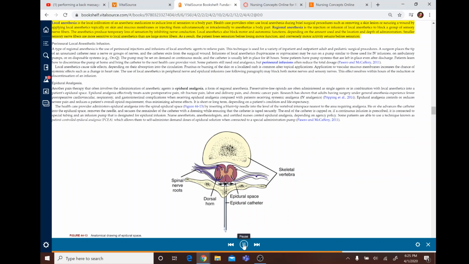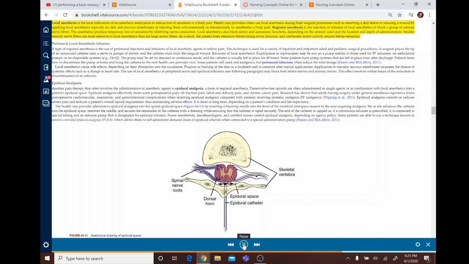Local anesthesia. Local anesthesia is the local infiltration of an anesthetic medication to induce loss of sensation to a body part. Healthcare providers often use local anesthesia during brief surgical procedures such as removing a skin lesion or suturing a wound by applying local anesthetics topically on skin and mucous membranes or injecting them subcutaneously or intradermally to anesthetize a body part. Regional anesthesia is the injection or infusion of local anesthetics to block a group of sensory nerve fibers. The anesthetics produce temporary loss of sensation by inhibiting nerve conduction.